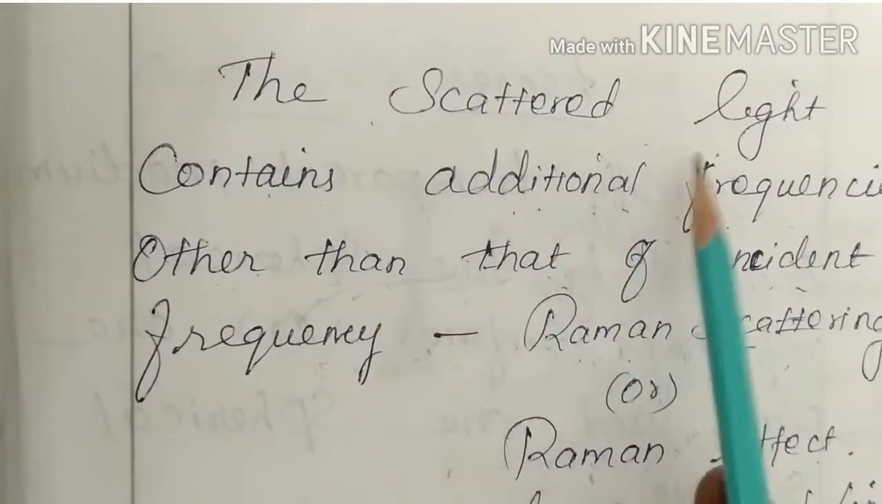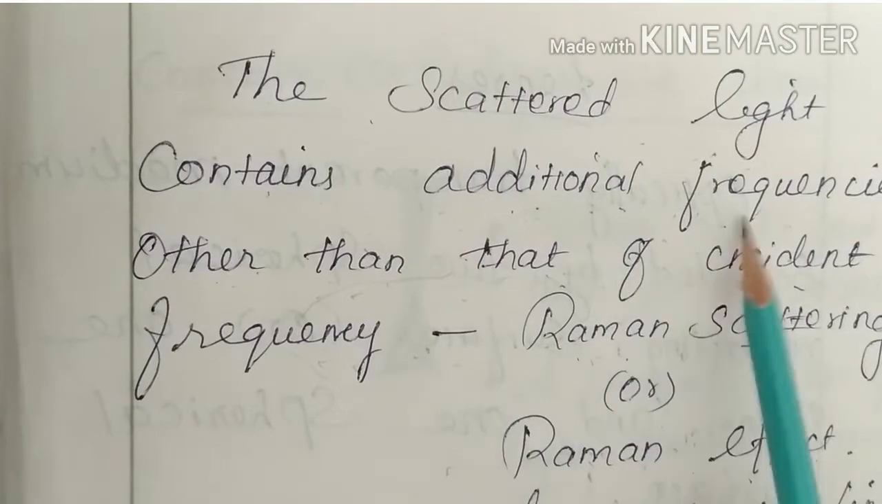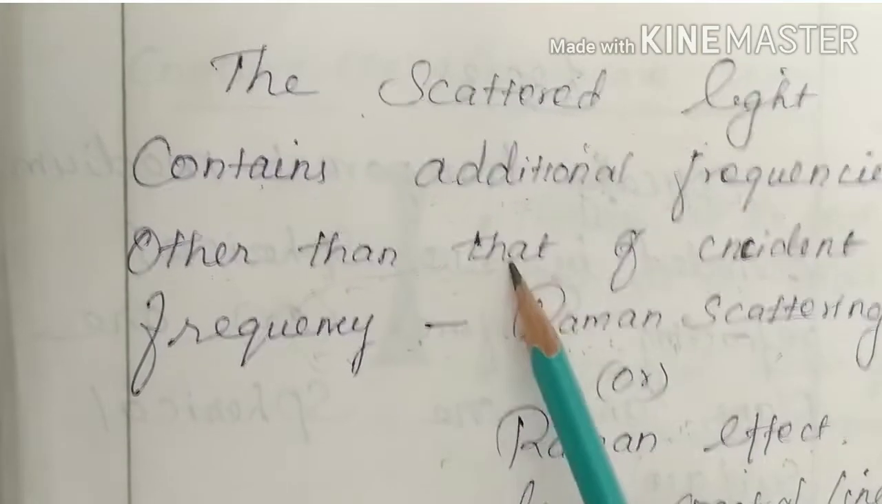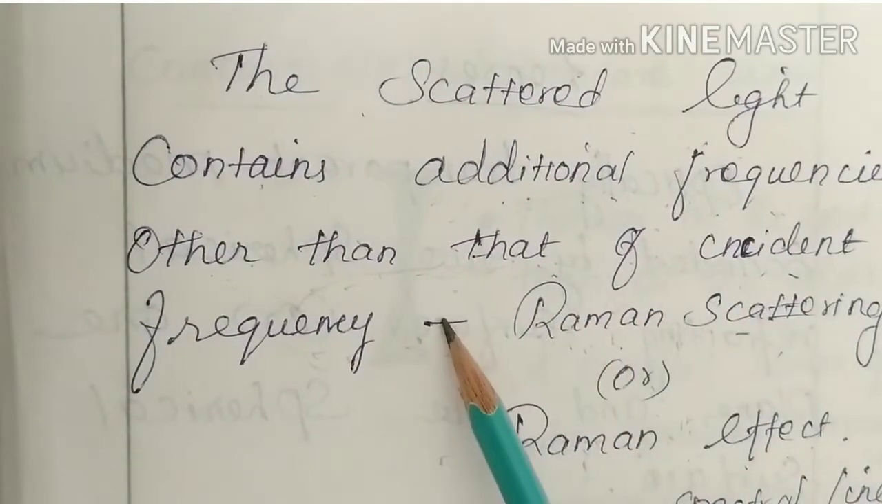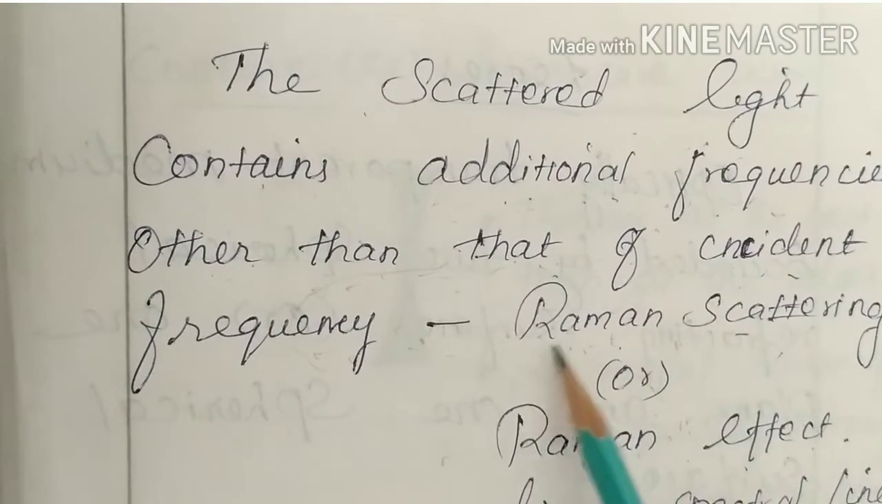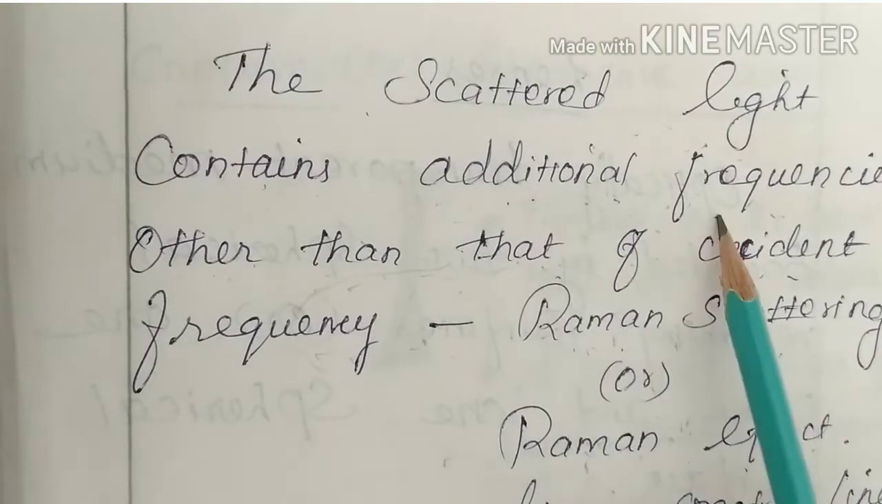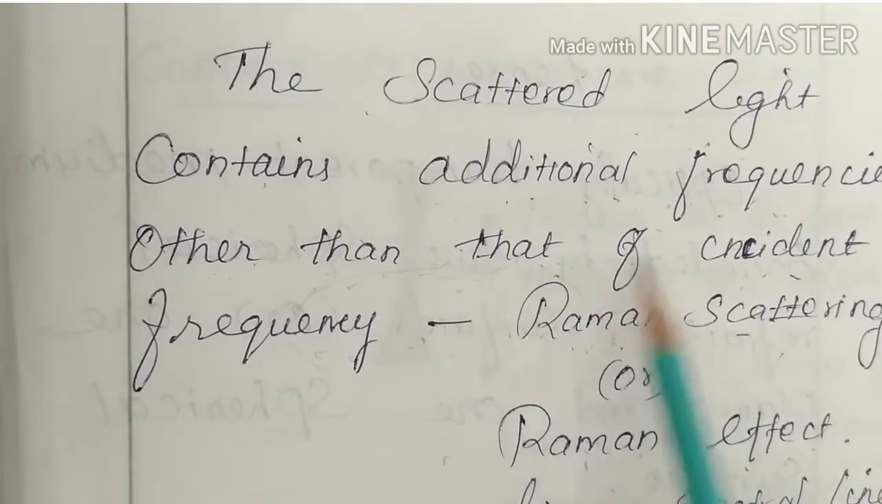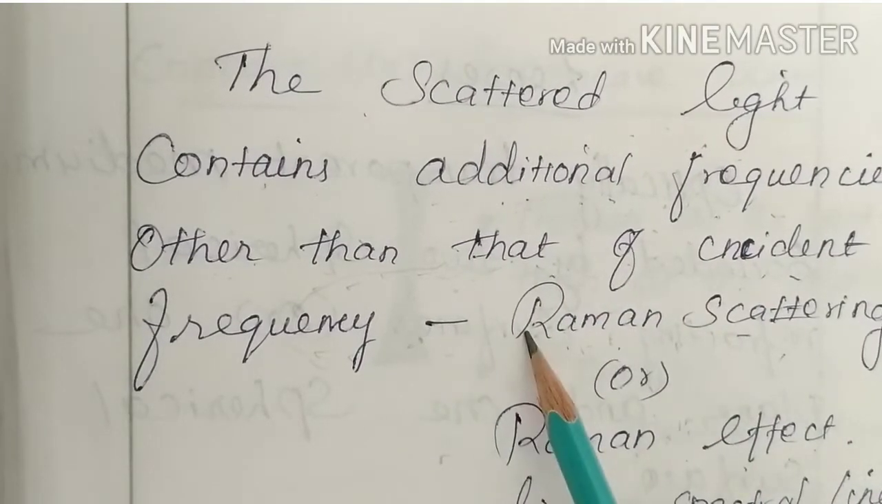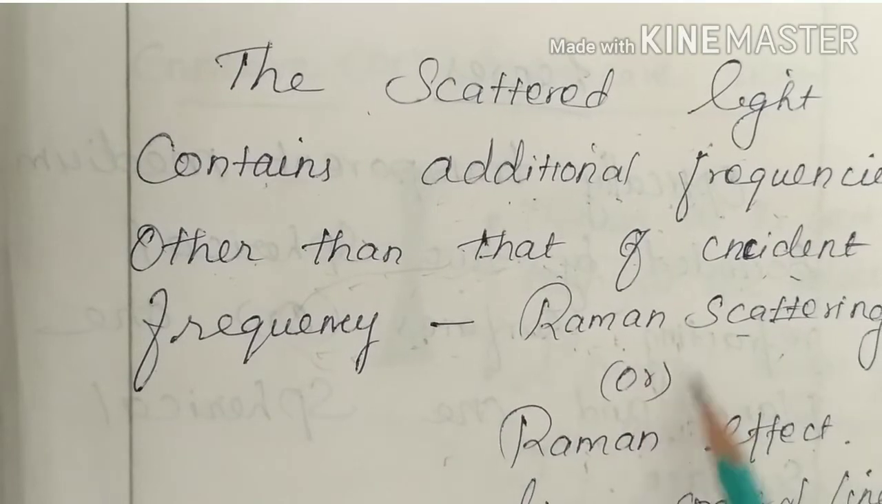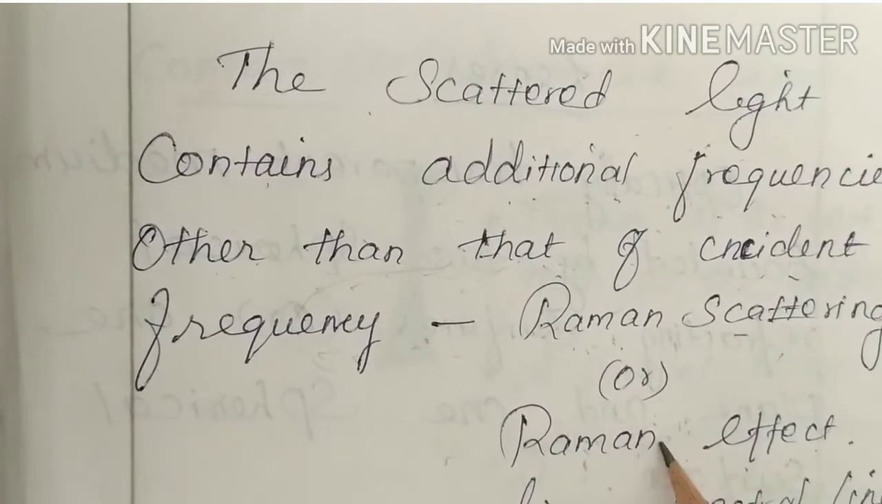Listen here, when the scattered light contains additional frequencies other than that of the incident frequency, it is called Raman scattering or the Raman effect. So what is that called? Raman scattering or Raman effect.